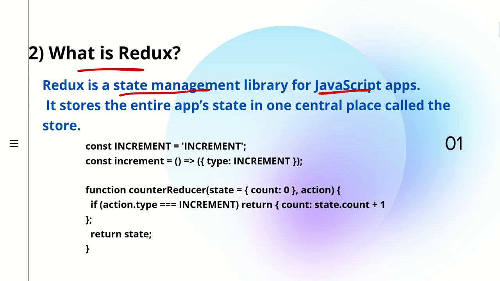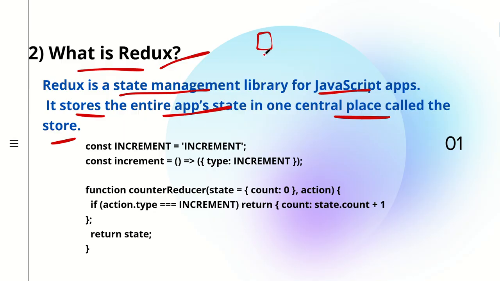We need not pass props from one component down to the end component, like the child component. That passing of props is not required if we are making use of a global state management library like Redux. Since Redux is most commonly used, that is why this is mostly an interview question. It stores the entire app's state in one central place, the store. Before getting into a code example, I want to explain to you how Redux works.